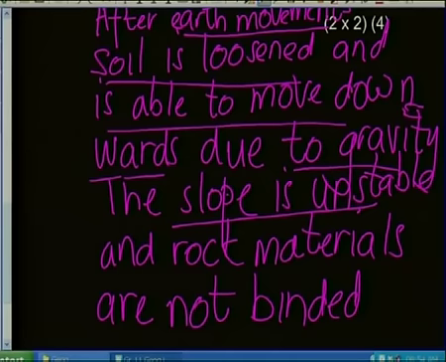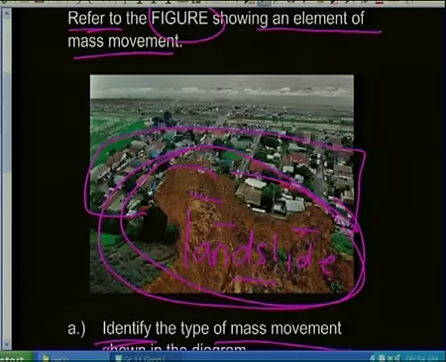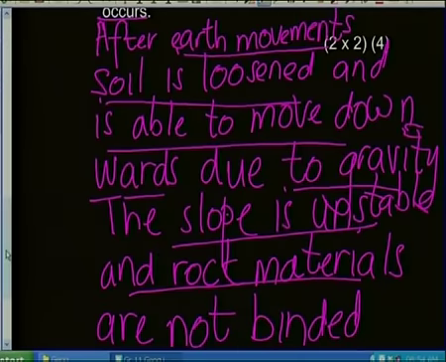A key component of any mass movement is the force of gravity. The slope is unstable. As soon as gravity starts acting on the loose material, the slope becomes unstable and the rock material is not bound. The loose rock material loses its binding and then is forced to move downwards, as can be seen in this photograph. And that would afford you the full marks.